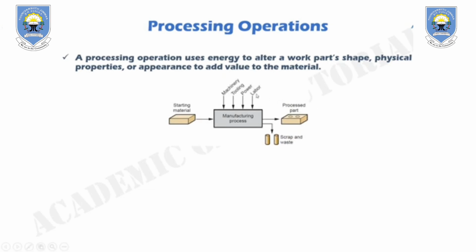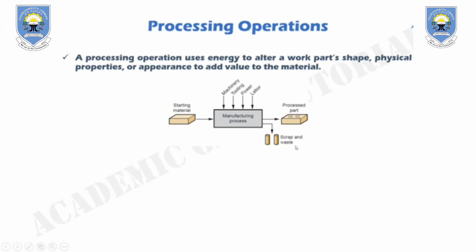Human energy may also be required, but the human workers are generally employed to control the machines, oversee the operations, and load and unload parts before and after each cycle of operation. A general model of a processing operation is illustrated in this figure. Material is fed into the process, energy is applied by the machinery and tooling to transform the material, and the completed work part exits the process.